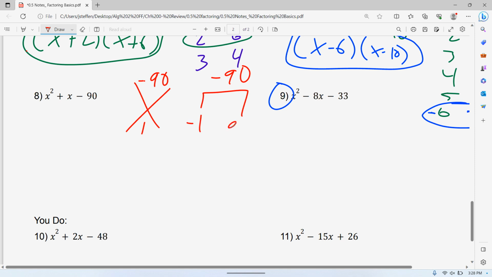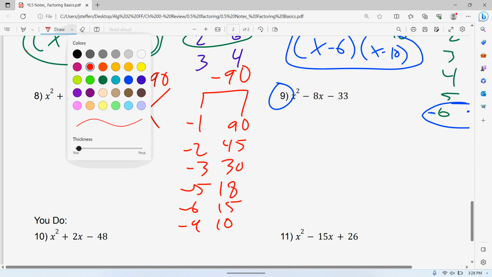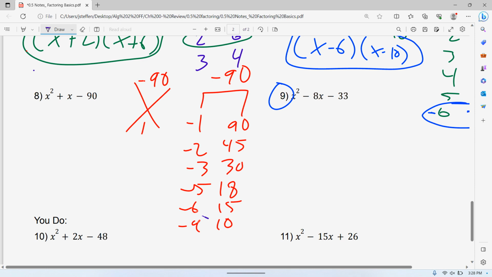So negative 1 and 90, negative 2 and 45, negative 3 and 30, negative 4 doesn't work, 5 is 18, 6 is 15, 7 doesn't work, so we don't write that down. 8 doesn't work, we don't write that down. 9 works, and 10 works, but we're back to 10. So now which one of these add up to be positive? 1, negative 9, and 10.